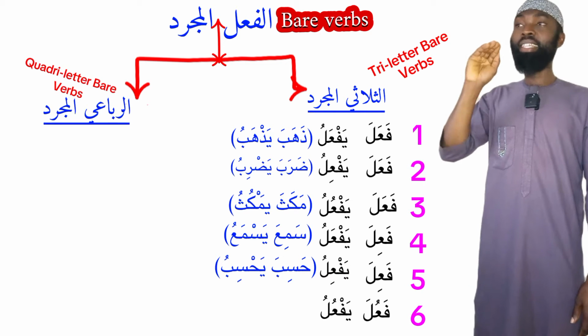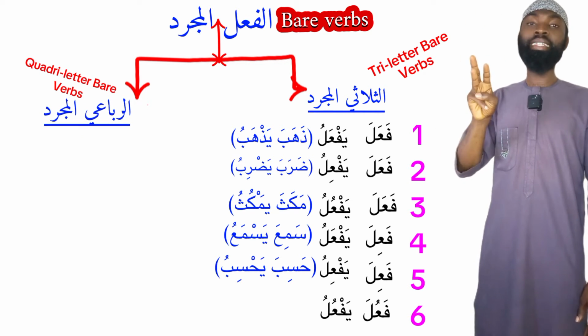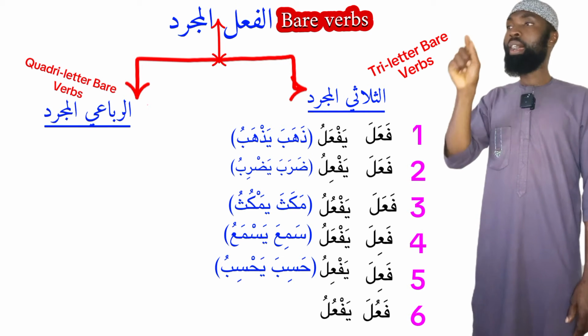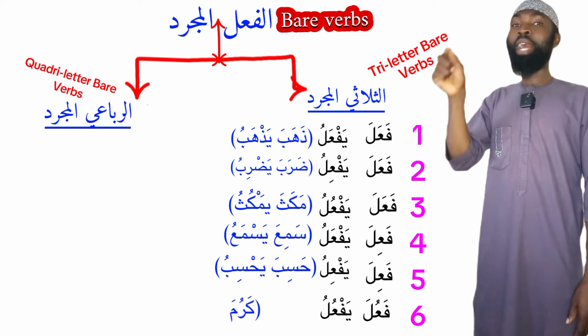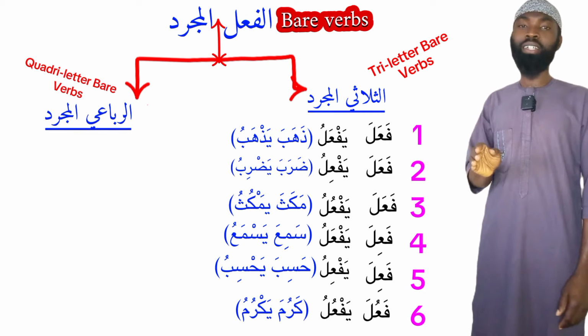And lastly, the last scale we have under al-thulathi al-mujarrad, the root letter words, we have fa'ula yaf'ulu. Example, karuma yakrumu. That's all for al-thulathi al-mujarrad.